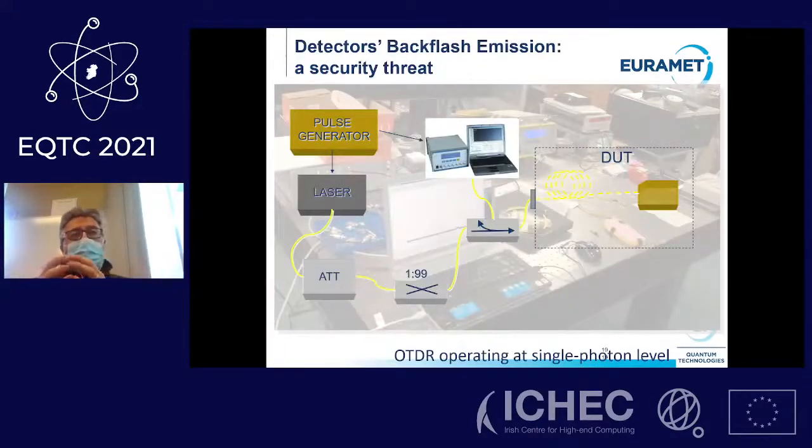Together with these, there are other relevant activities carried out in this sense. For example, investigation of weaknesses of the detectors, which can be a weakness for quantum key distribution applications. So, for example, information leakage, and we investigated the case of backflash emission.